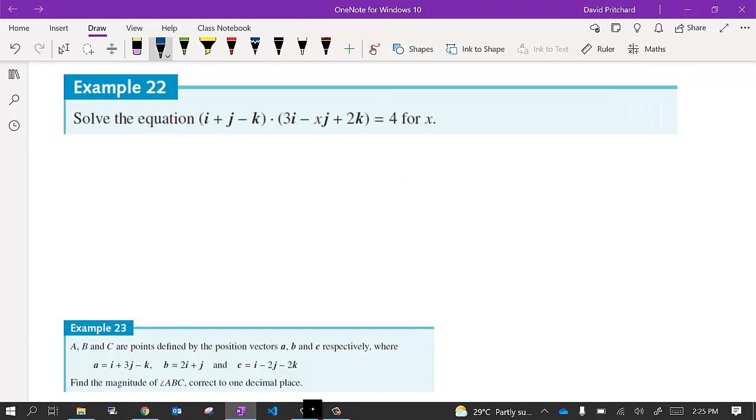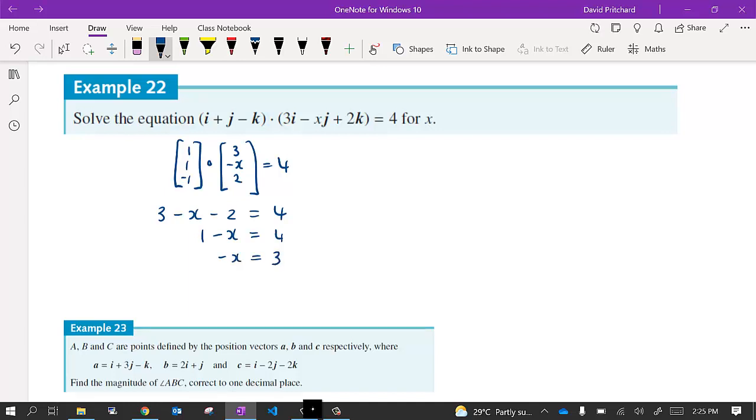Okay, so we'll step forward, and we've got a very small extension, solve an equation using a scalar dot product. In this case, if we look at our storage vectors, we've got 1, 1, -1, dot 3, -x, 2, is equal to 4. So if we apply our scalar dot product here, we've got 3 take x take 2 is equal to 4. That gives us 1 take x is 4. Negative x will be 3 when we subtract 1 from either side, and therefore x is -3. So a nice easy solution again.